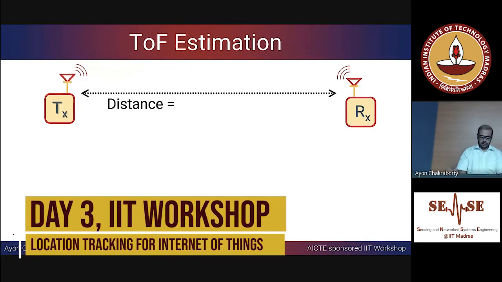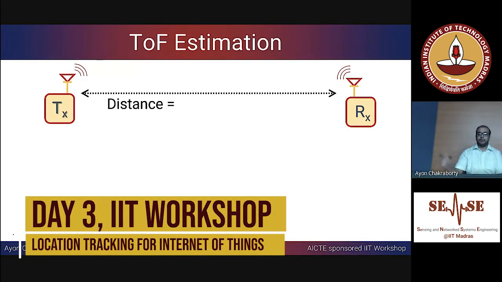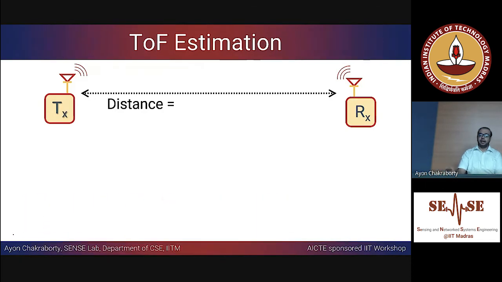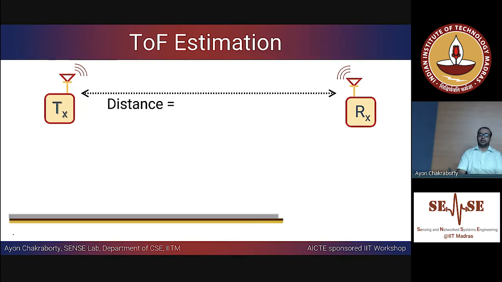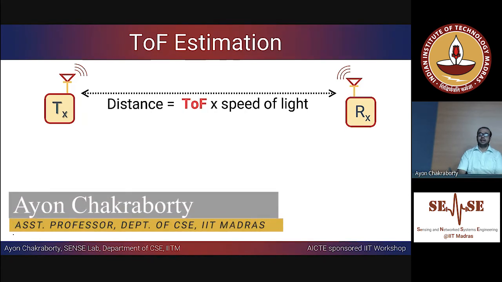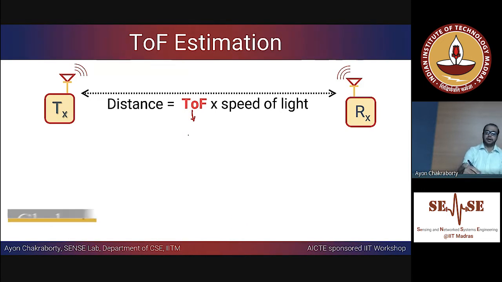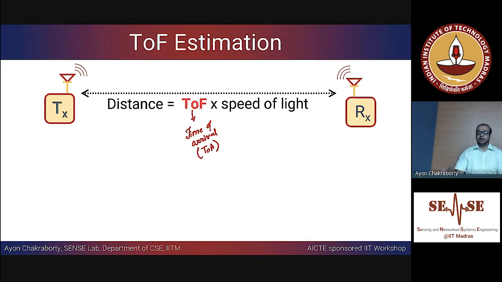Last day, we discussed primarily how to compute the distance between the transmitter and the receiver. As we discussed, distance is basically the time of flight, which is also sometimes called the time of arrival, or TOA. These are used interchangeably, and it is multiplied by c, which is the speed of light.